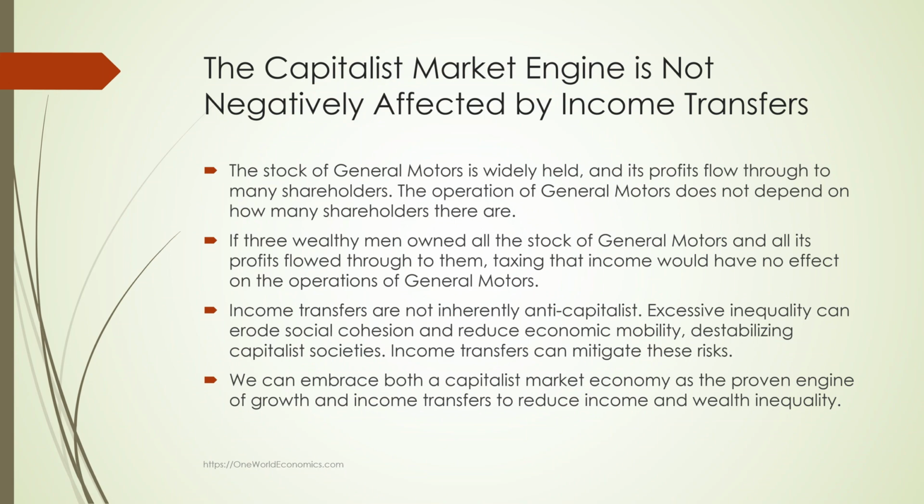If General Motors had 3 shareholders and it distributed its profits to them, it would be exactly the same as if General Motors had 10 million shareholders and it distributed its profits to them. The operation of General Motors and its desire to make profits wouldn't change. So let's look at that example. If 3 wealthy men owned the stock of General Motors and all its profits flowed through to them, taxing that income would have no effect on the operations of General Motors. Income transfers are not inherently anti-capitalist.